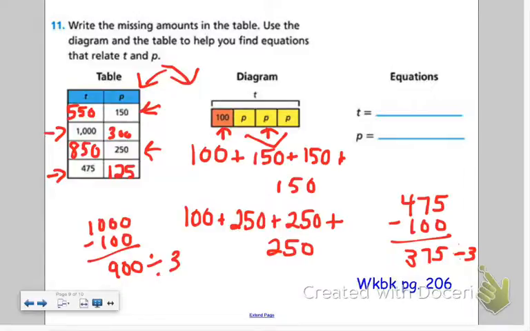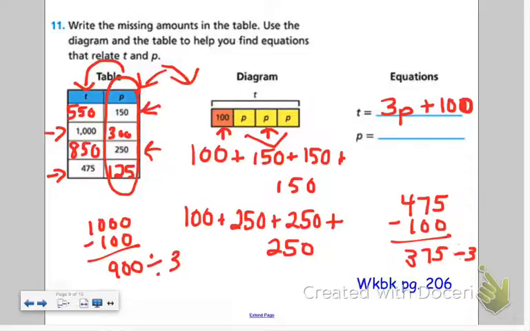So now for the equations, let's see. T. How do I get T? What do I have to do to the P column here to get this T column? Well, think about it. In order to get T, I have to do 3 times that payment, right? Because we're doing 3 payments, 3 equal payments. So 3 times P, then plus that extra $100 down payment. Okay? So 3P plus 100 is what's giving me T. 3 times the payment plus the $100 down payment.